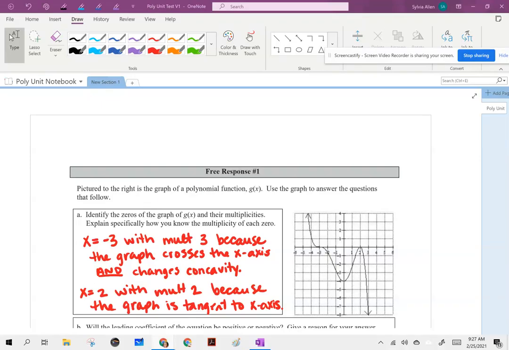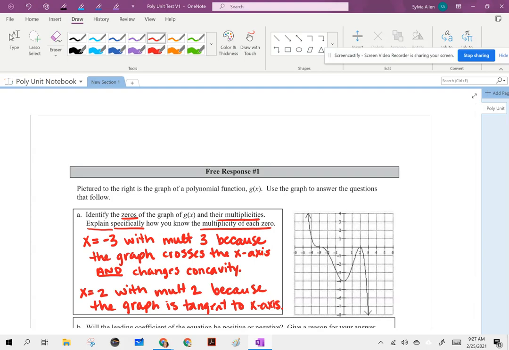We're going to talk about the free response question on A. The directions say the picture to the right is the graph of a polynomial function g of x, and use the graph to answer the question. So on A it says identify the zeros and their multiplicities, and then explain specifically how you know the multiplicity of each zero. So we need to get better at our academic vocabulary.